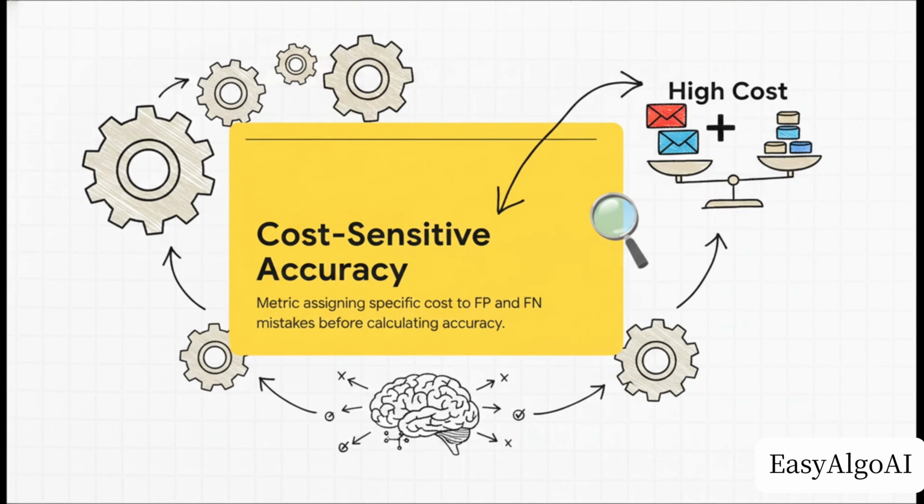Because of that imbalance, we need a way to explicitly tell our model which mistakes to avoid the most. That's where cost-sensitive accuracy comes in. With this approach, you assign a specific cost, basically a heavier mathematical penalty, to the worst types of mistakes before you calculate your accuracy. By making the cost of a false positive extremely high, you're forcing the model to try significantly harder to avoid throwing away your friend's email.